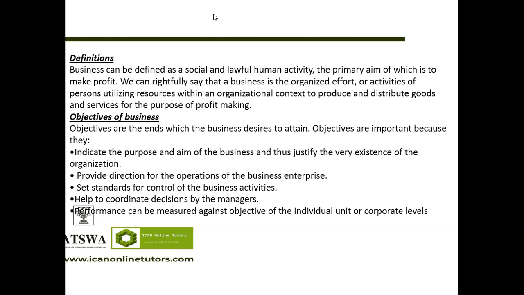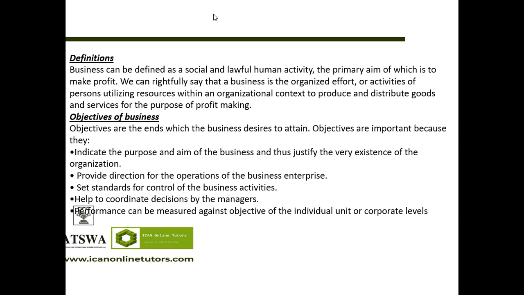The objective, at the end, is what the business desires to attain. The objectives are the end product results. Objectives are important because they indicate the purpose and the aim of the business, and thus justify the very existence of the organization.